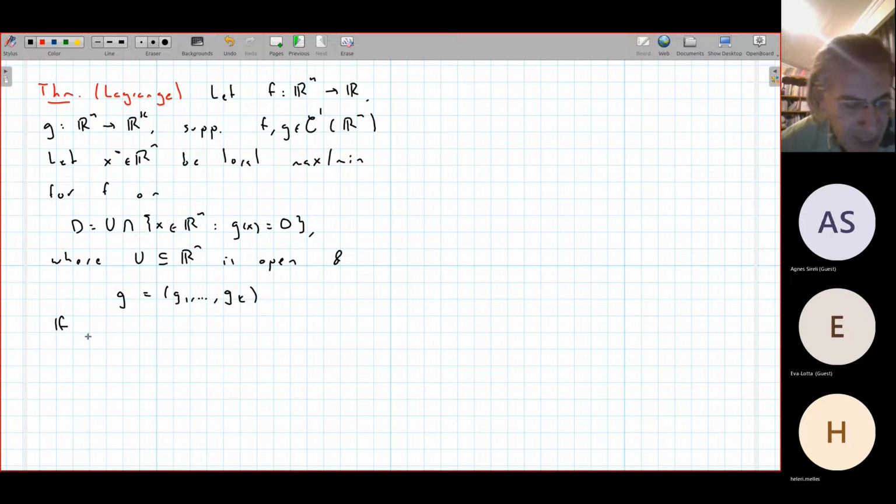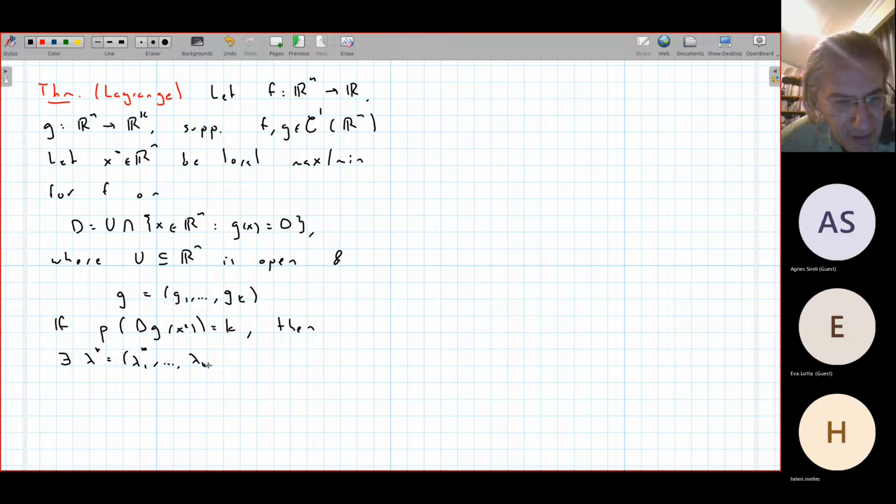Okay, those are hypotheses, and this is also a hypothesis. So we are going to suppose that the rank of this matrix, I'm sorry, it's not F, it's G, the derivative of G at X star is equal to K. Under all of these hypotheses, there is a vector which I'm going to call lambda star, whose components are lambda 1 star, and so on, lambda k star, in Rk.